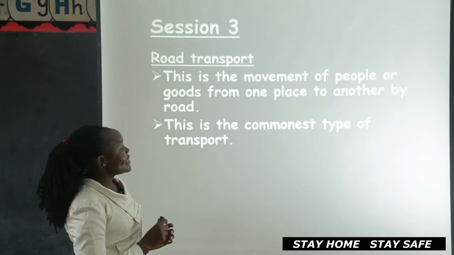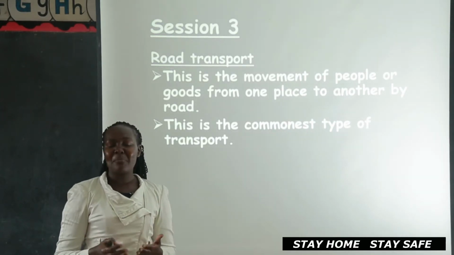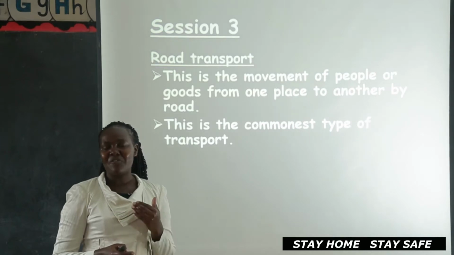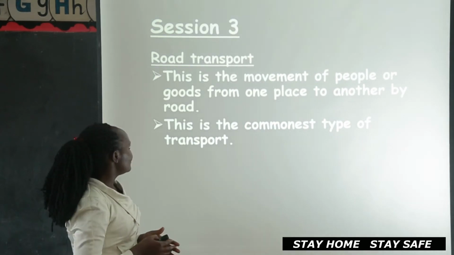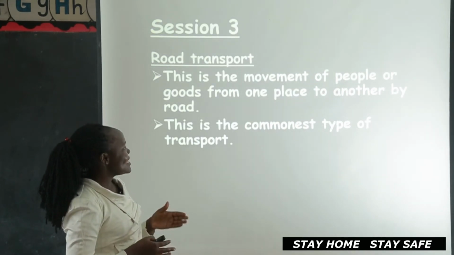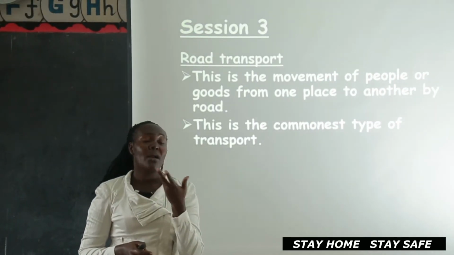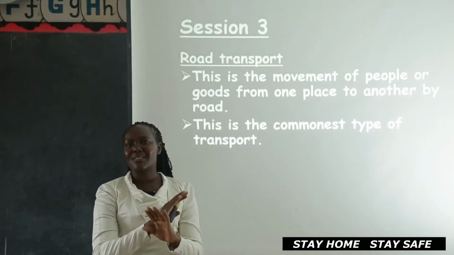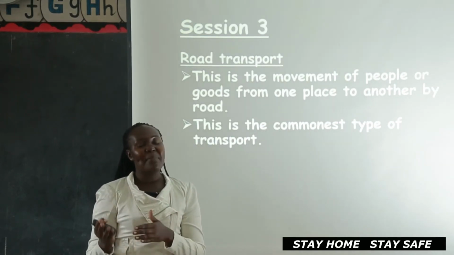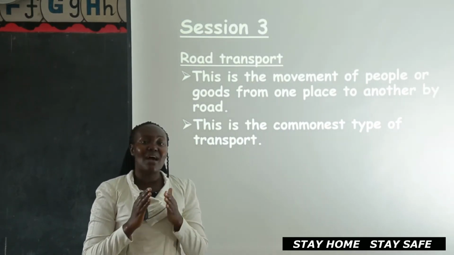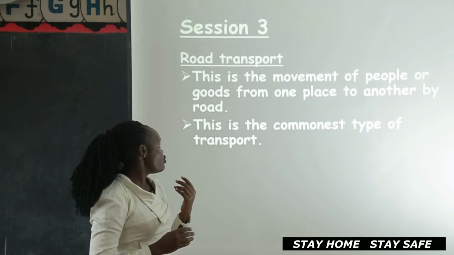So, to start with, let's start with road transport. We need to know how the movement is done. The movement of people or goods from one place to another using roads. How is it done? So, road transport, this is the movement of people or goods from one place to another using roads. So this one bases on roads. The moment you take a step to leave one place, to move from one place to another, and you decide to use a road, that means you are using road transport.